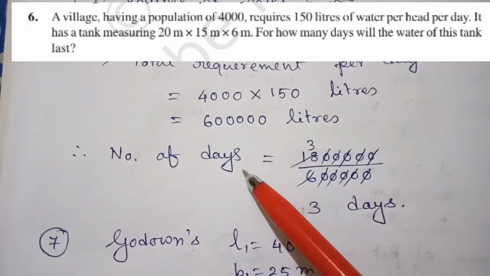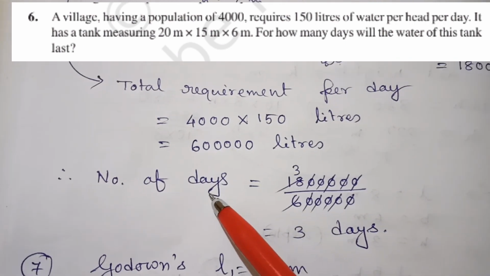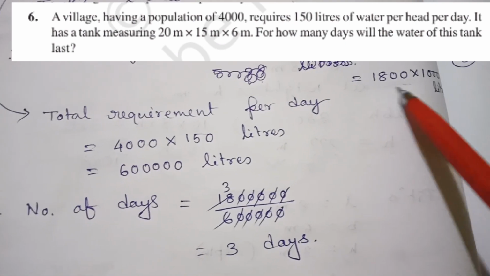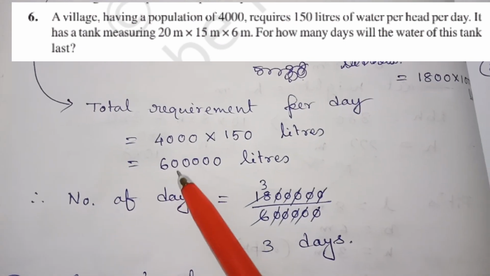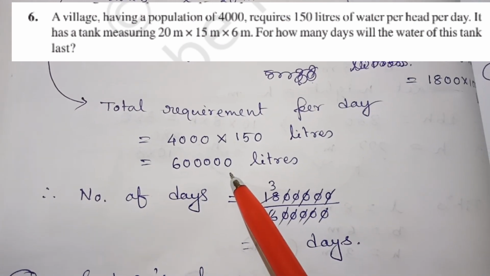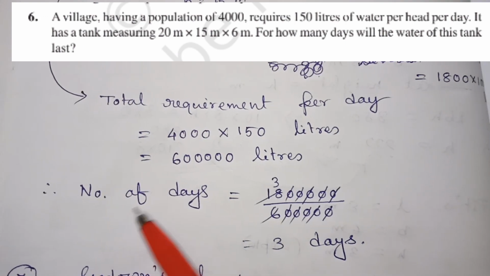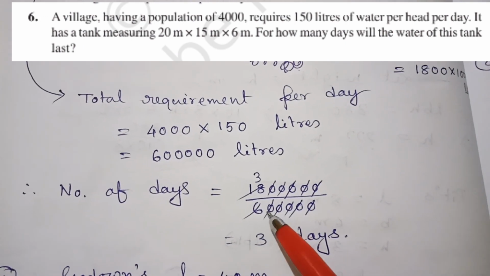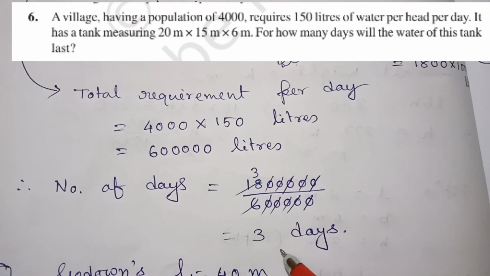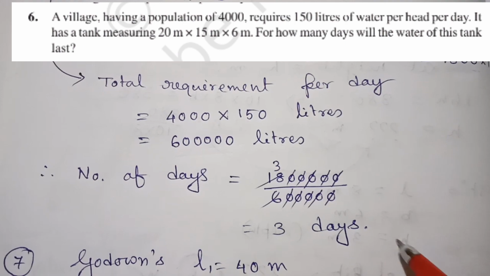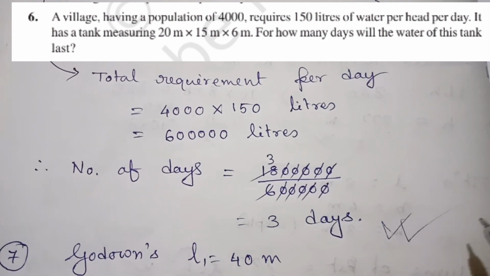Now we have to find out the number of days. Number of days means the total available water is this one, and 1 day's requirement is this one. So the number of days will be total water divided by 1 day's requirement. So ultimately we are getting 3 days, and this is the answer.